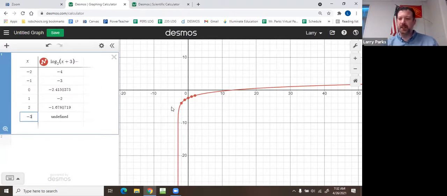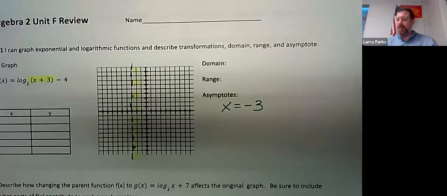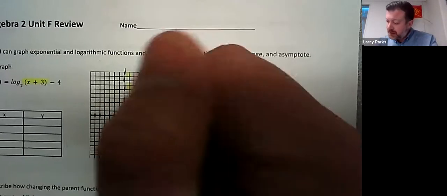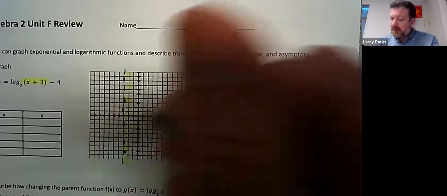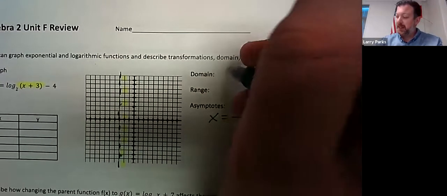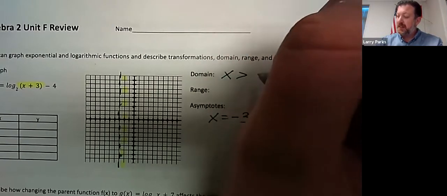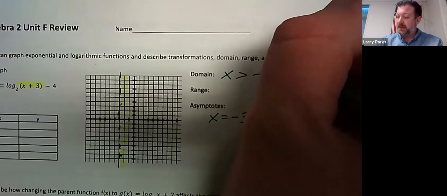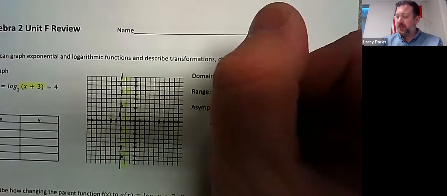My domain will be everything bigger than -3 because it goes to the right. And my range is going to be everything. It goes down forever, it goes up forever. But the smallest it could be on the x is -3, but not including -3. I'm not even going to try to graph it. Domain would be x is bigger than -3, not including, and the range would be all real numbers.